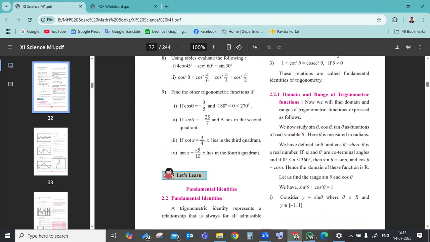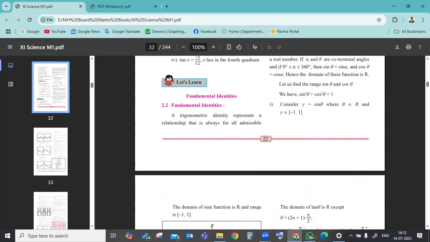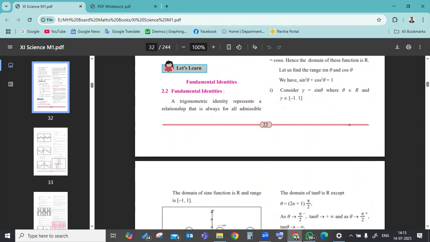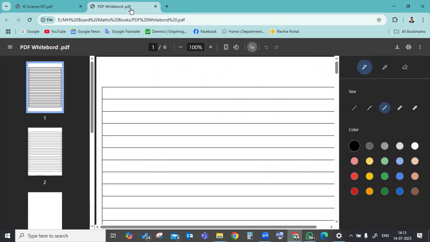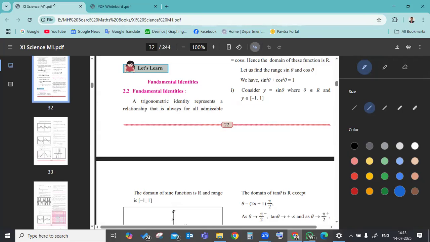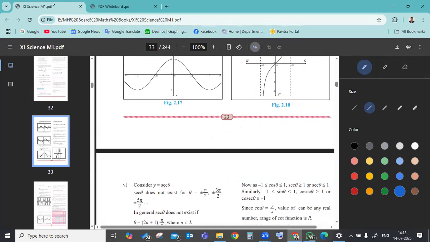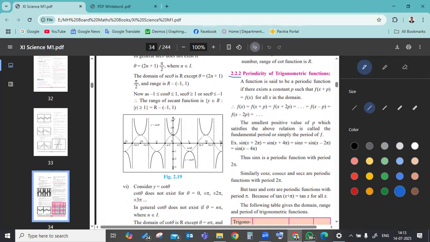So here we are done. No, these other trigonometric functions, we have completed this. Now we have studied this part, fundamental trigonometric identities, right? This we are now familiar with. Now this topic, periodicity of trigonometric functions.